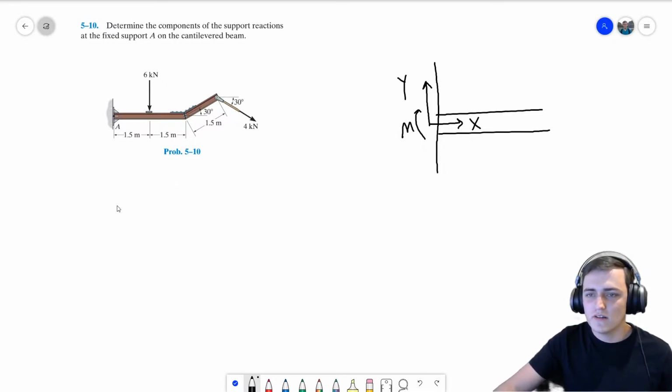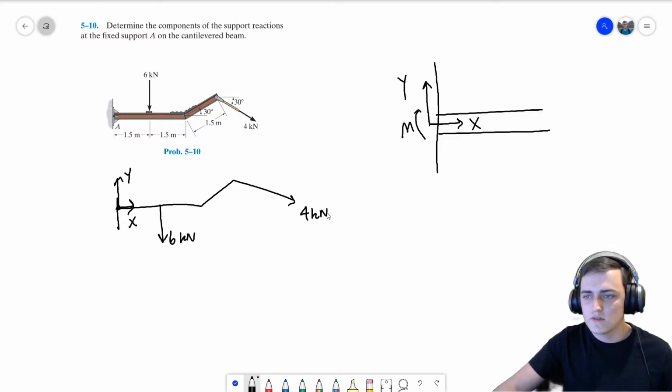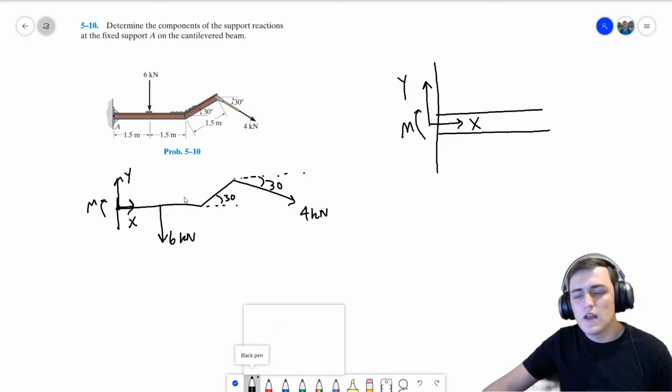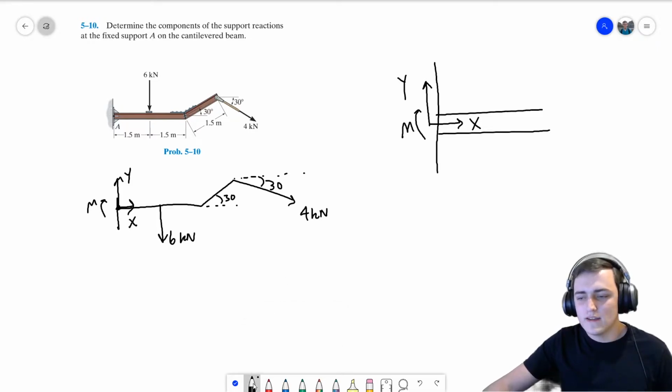Well, we draw a full free body diagram where we have Y, X, got 6 kilonewtons down there. We got 4 kilonewtons pointing out there. And we're going to identify some of our angles and distances. So how do we find our X, Y, and Z?